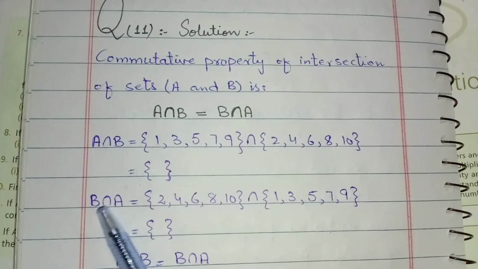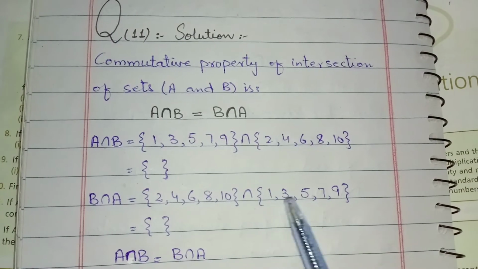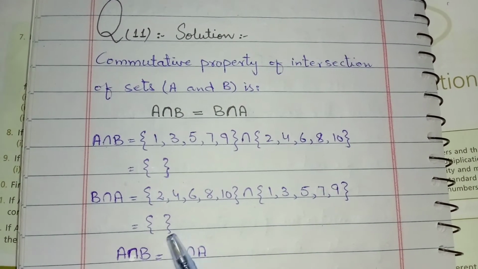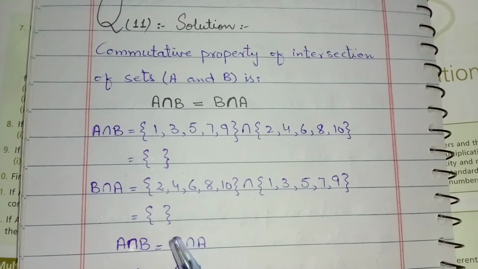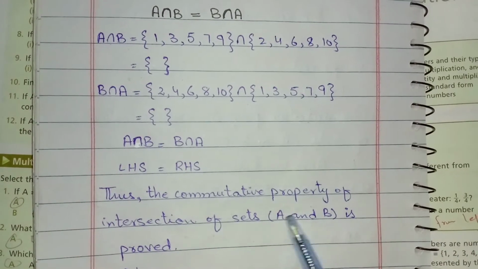Now we have to write B intersection A. The set B is 2 4 6 8 10 and intersection set A is 1 3 5 7 9. So no common element, their intersection is empty. So A intersection B is equal to B intersection A. Thus the commutative property of intersection of sets A and B is proved.